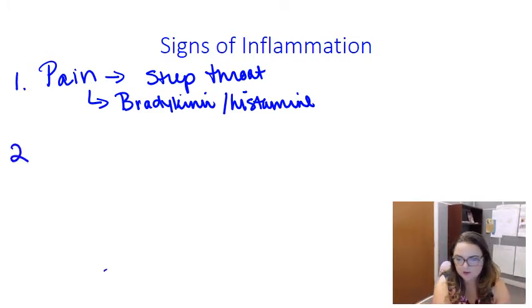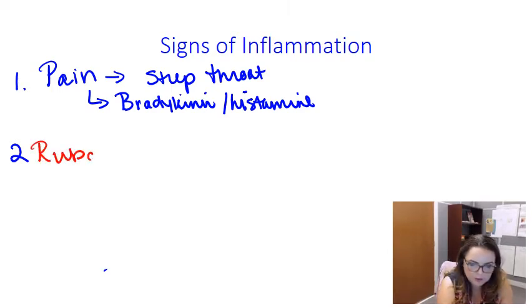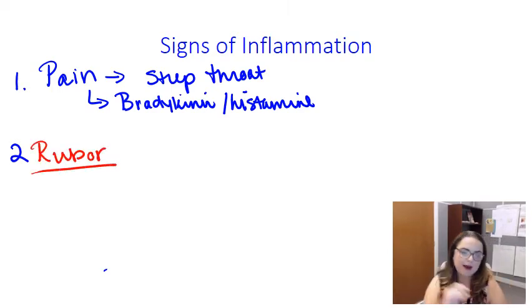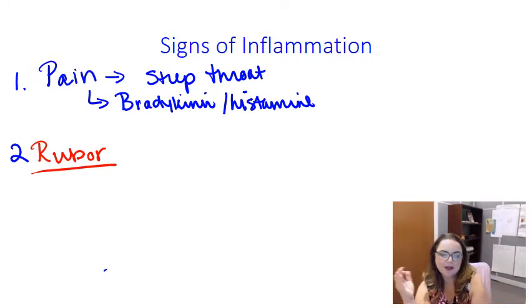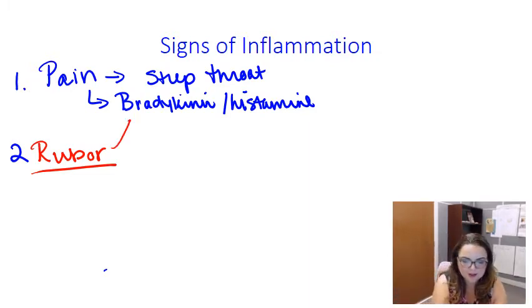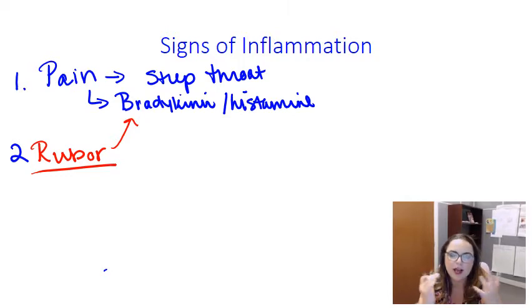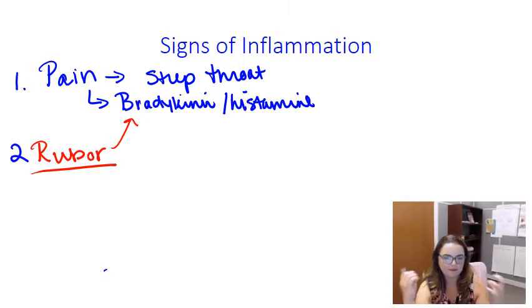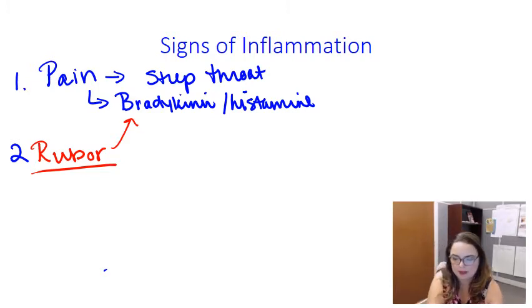Okay, number 2, I'm going to change colors, is rubor, or basically redness. The skin is likely to become red, and part of this, again, is due to the bradykinins. The bradykinins are basically a potent endothelial vasodilator. So what does that mean? So let's go back to our analogy of the blood vessel, okay?